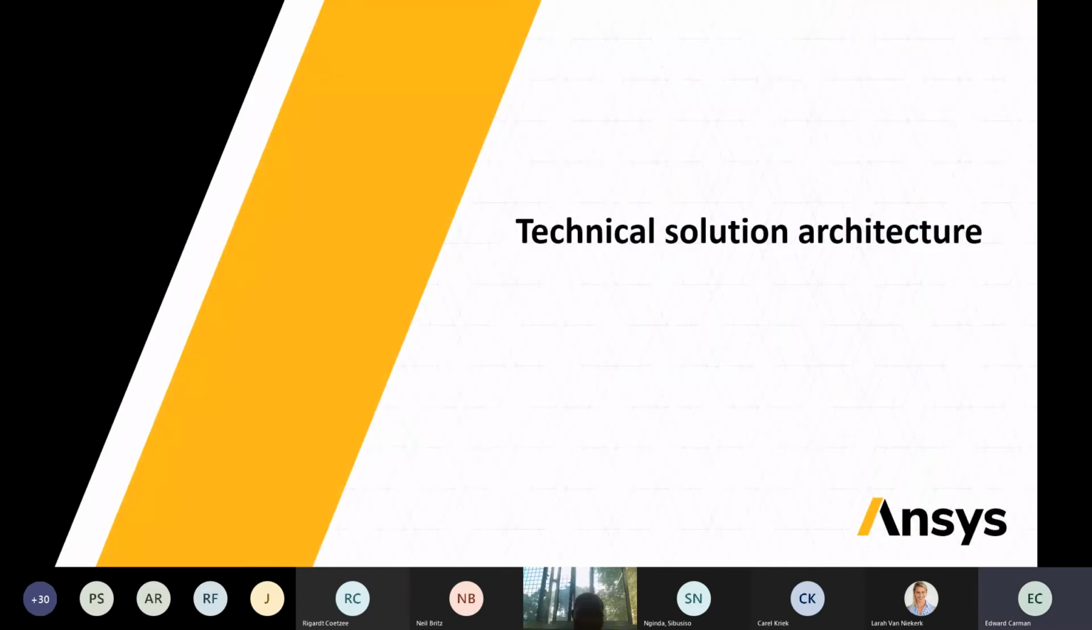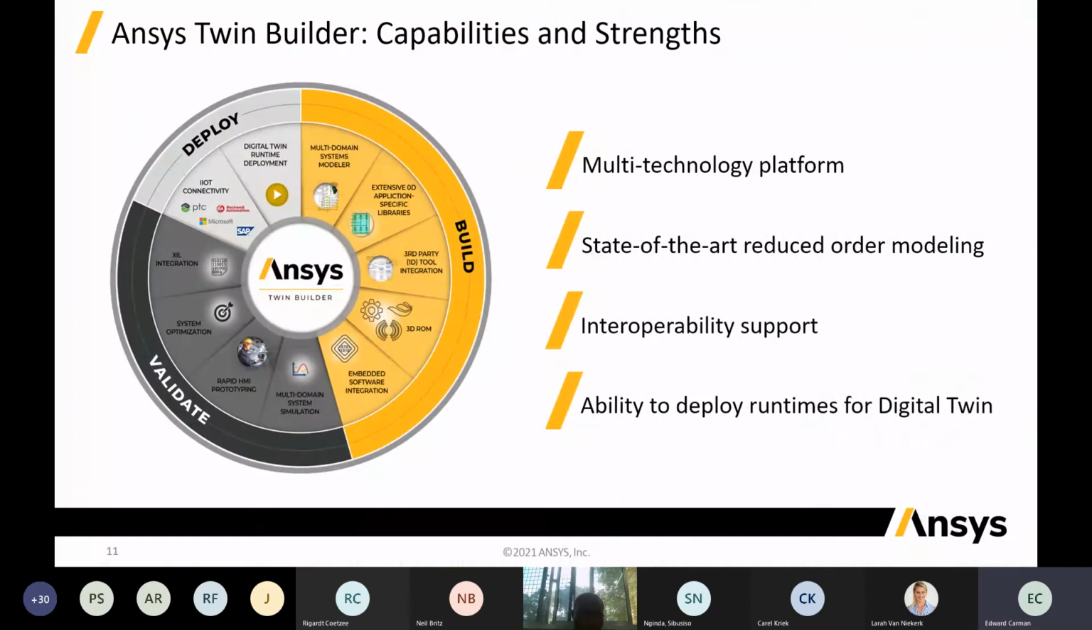So if we want to build one of these things, this physics model, we're using Ansys Twin Builder, which is a system simulation tool at its heart, able to take multiple technologies, different models, leverage our existing 3D models, share models, and ultimately deploy them as runtime applications.